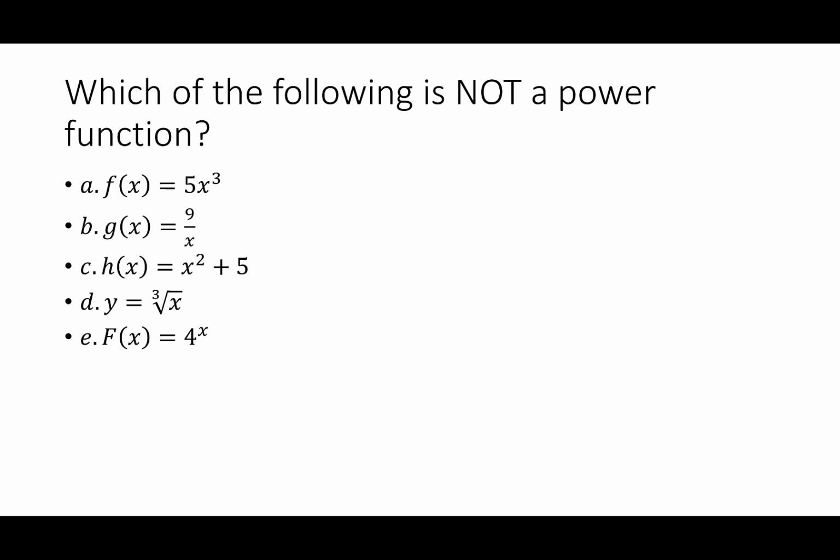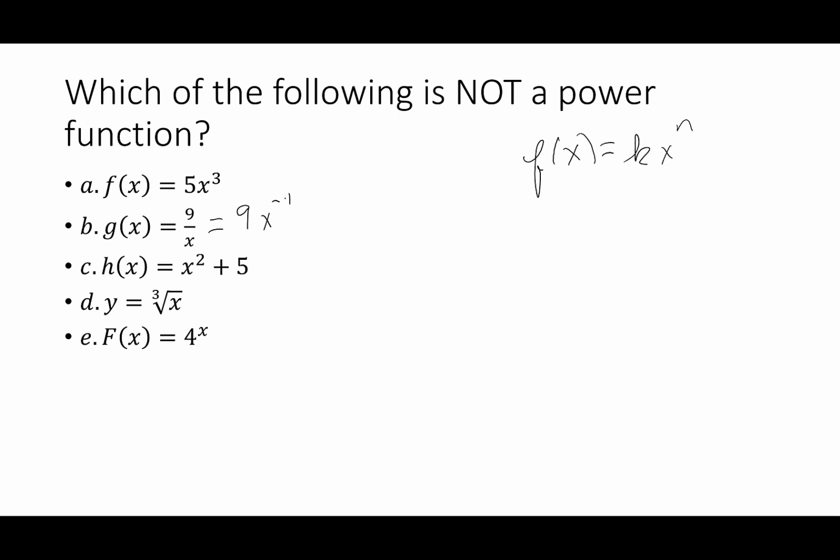So let's go through one by one. I want to remind you, we're looking for something that looks like f of x is k x to the n. So our first one looks great. F of x is 5x cubed. That would be a power function. 9 over x, we could write as 9x to the negative 1. So that still fits our format that we want to have. So that's a power function.